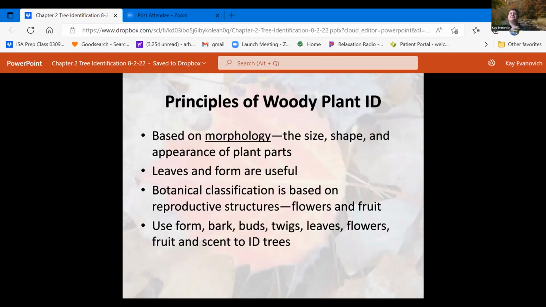All right, so principles of woody plant ID, basically it's based on morphology, the size, the shape, the appearance of plant parts. What do you look for to identify these trees? Well, your leaves and the form, the way the tree grows. That's very useful because different trees grow different ways, right? Botanical classifications are based on reproductive structures, right? Flowers and fruit, things like that. But you can use form, bark, buds, twigs, leaves, flowers, fruit, even the smell to identify trees.